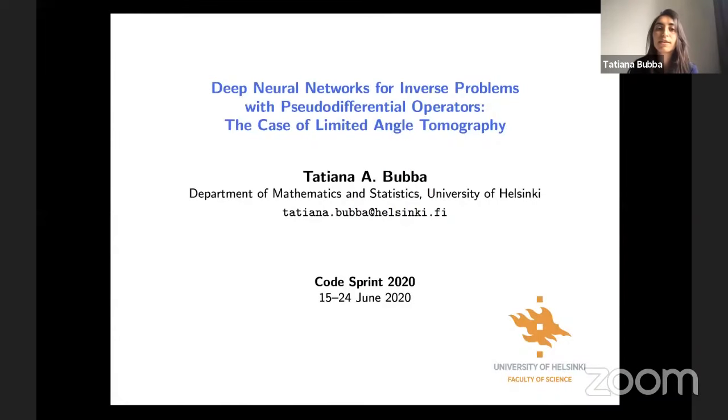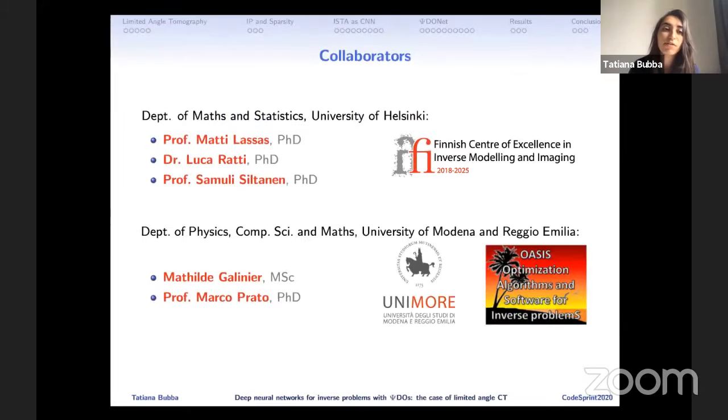...to inverse problems that have a forward map, which is a pseudo-differential operator. This is joint work with Samuli, who is my main advisor at the University of Helsinki, Matti, who is also professor at the University of Helsinki, and Luca Ratti, who is a fellow postdoc there, and with the University of Modena and Reggio Emilia in Italy, which was my former university for a few months, and is joint work with Marco Prato, professor over there, and Mathilde Galinier, who is a PhD student, almost finishing her PhD. I think she's done by the end of the year.